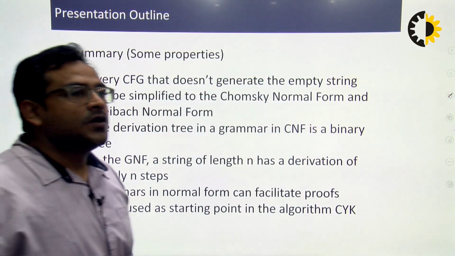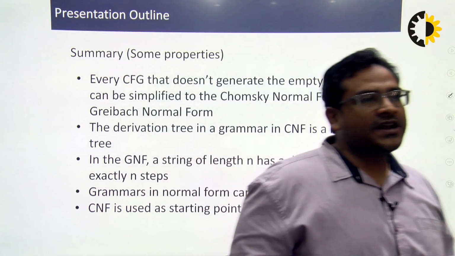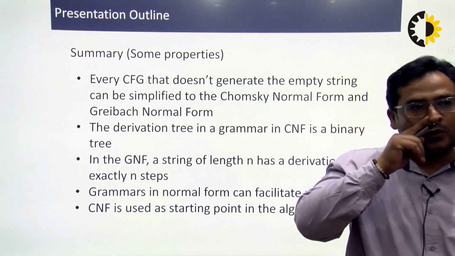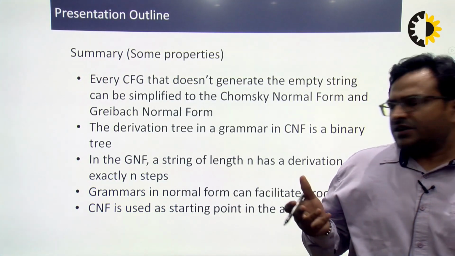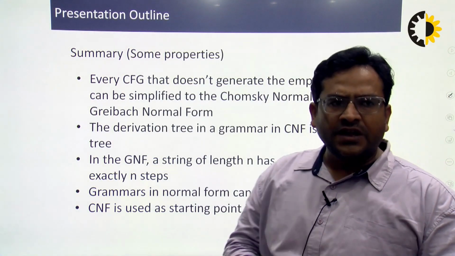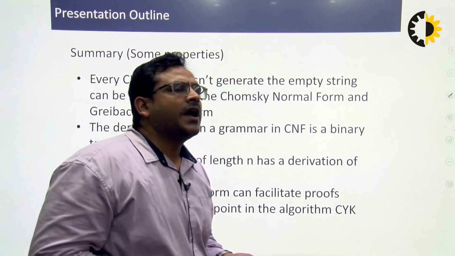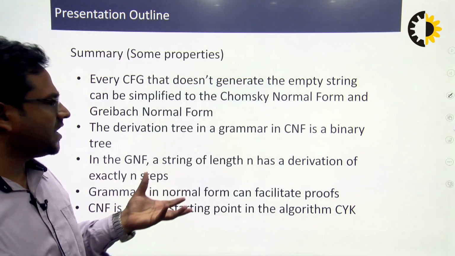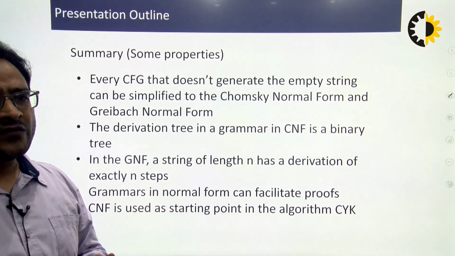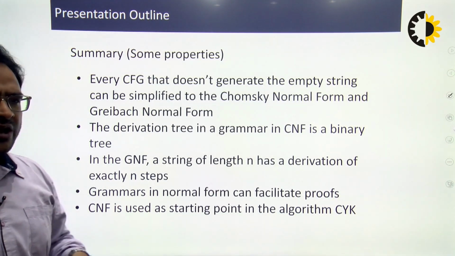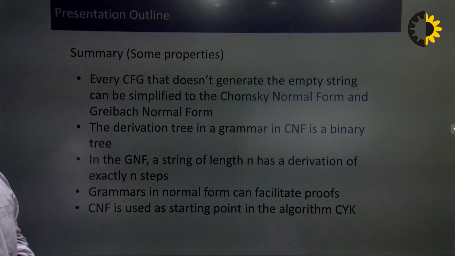Every context-free grammar that does not generate the empty string can be simplified to Chomsky normal form and Greibach normal form. You can create a derivation tree for whatever you are solving, for the particular string. In Greibach normal form, a string of length n has a derivation of exactly n steps. Grammar is normally put in normal form to facilitate proofs. Chomsky normal form is used as a starting point in the CYK algorithm.